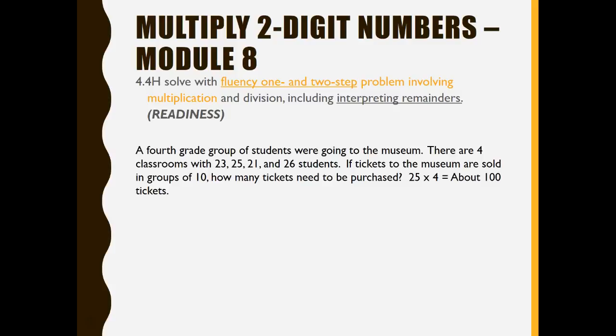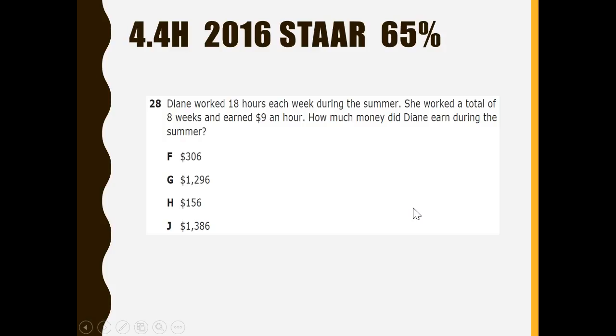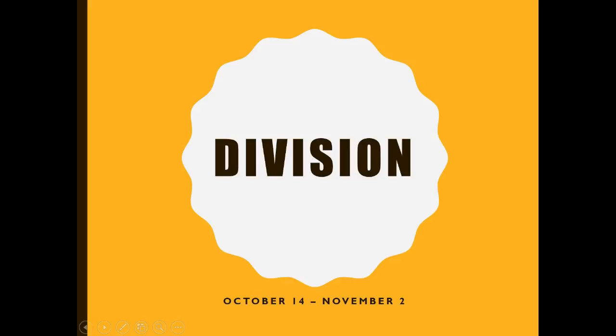Now, 4.4H, we are going to really focus on fluency with 1- and 2-step problem solving with multiplication. Here's an example of an item where the kids can use this. And here is how it was tested, where we have 18 times 8 times 9. So it's a multi-step multiplication problem.